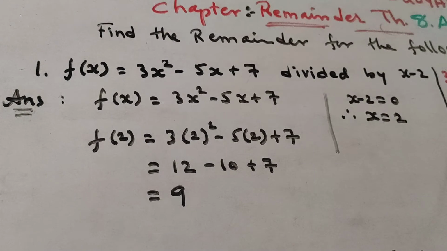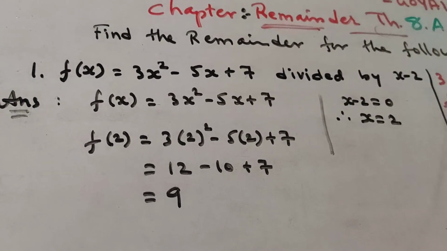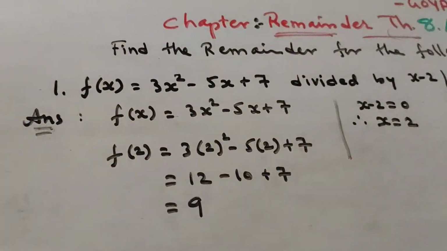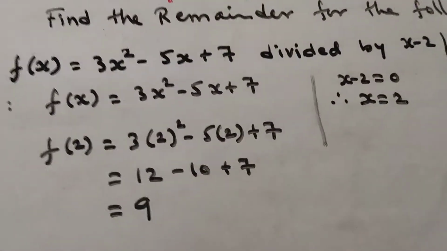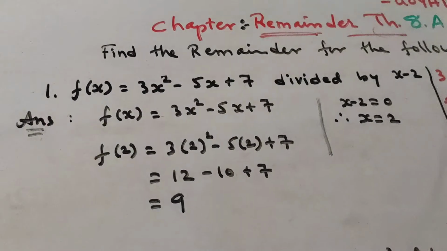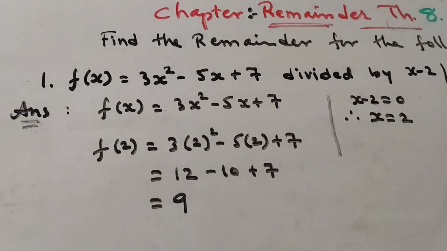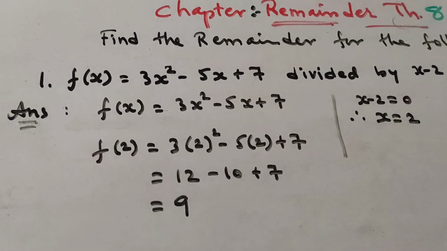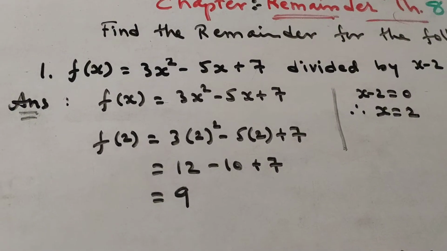So it is not giving us a 0, it is not a factor, but we are having a remainder. So without dividing, we are able to find it. We are not dividing it, we are just simplifying it by placing the value of x as 2, and we are finding out that the remainder is 9.